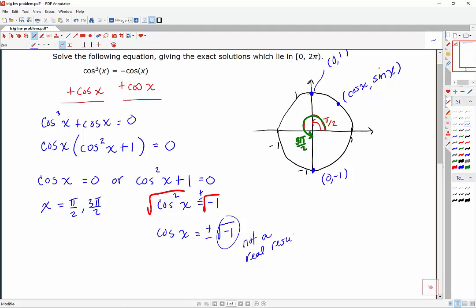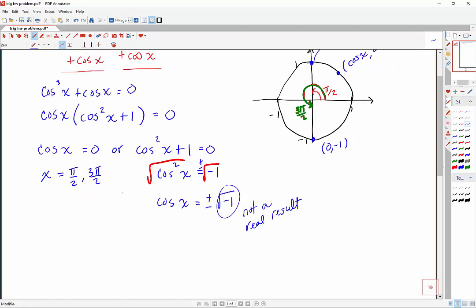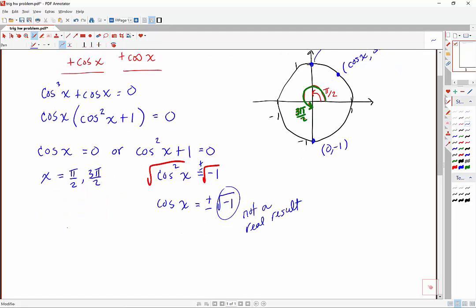Okay, so we'll just get this answer here, pi over 2. Actually, my bad. You just get pi over 2 and 3 pi over 2 as the angles that will satisfy the equation.